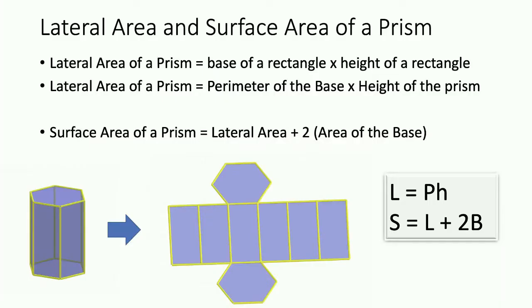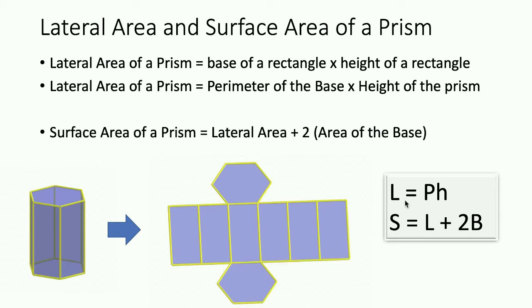So here it is written out for you. We have the lateral area and surface area of a prism, and I have the actual prism here along with its net, and that's to remind us that the lateral area of a prism is the base of a rectangle. So this base right here, so lateral area is really just this rectangle, which we mentioned already. And so the lateral area is the base of this rectangle times the height of this rectangle, and then referring those measurements back to our three-dimensional figure, that's going to be the perimeter of the base times the height of the prism.